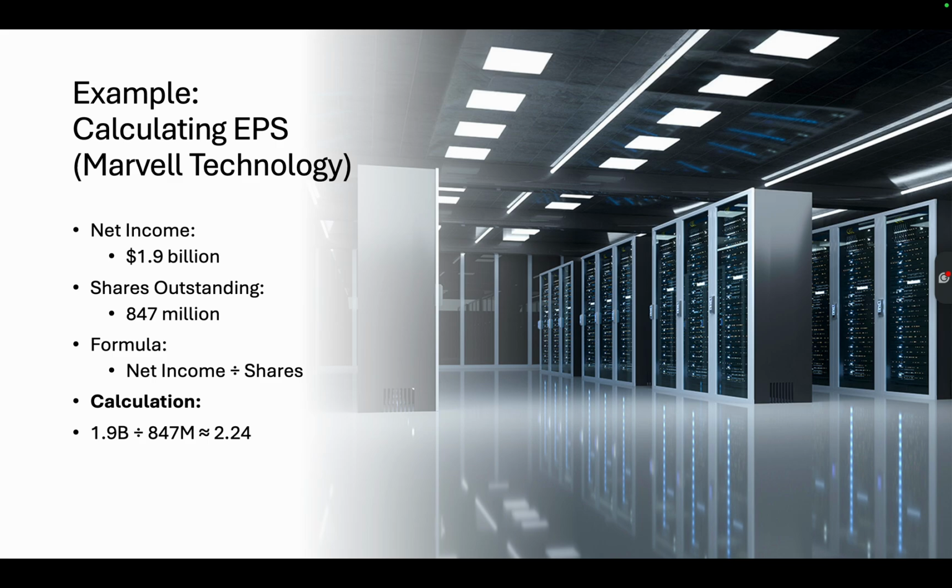It means each share of Marvell generated a little over $2 in profit. If you owned 100 shares, your portion of that year's earnings would be around $224. This is why EPS matters. It converts a huge profit number into something meaningful per share.